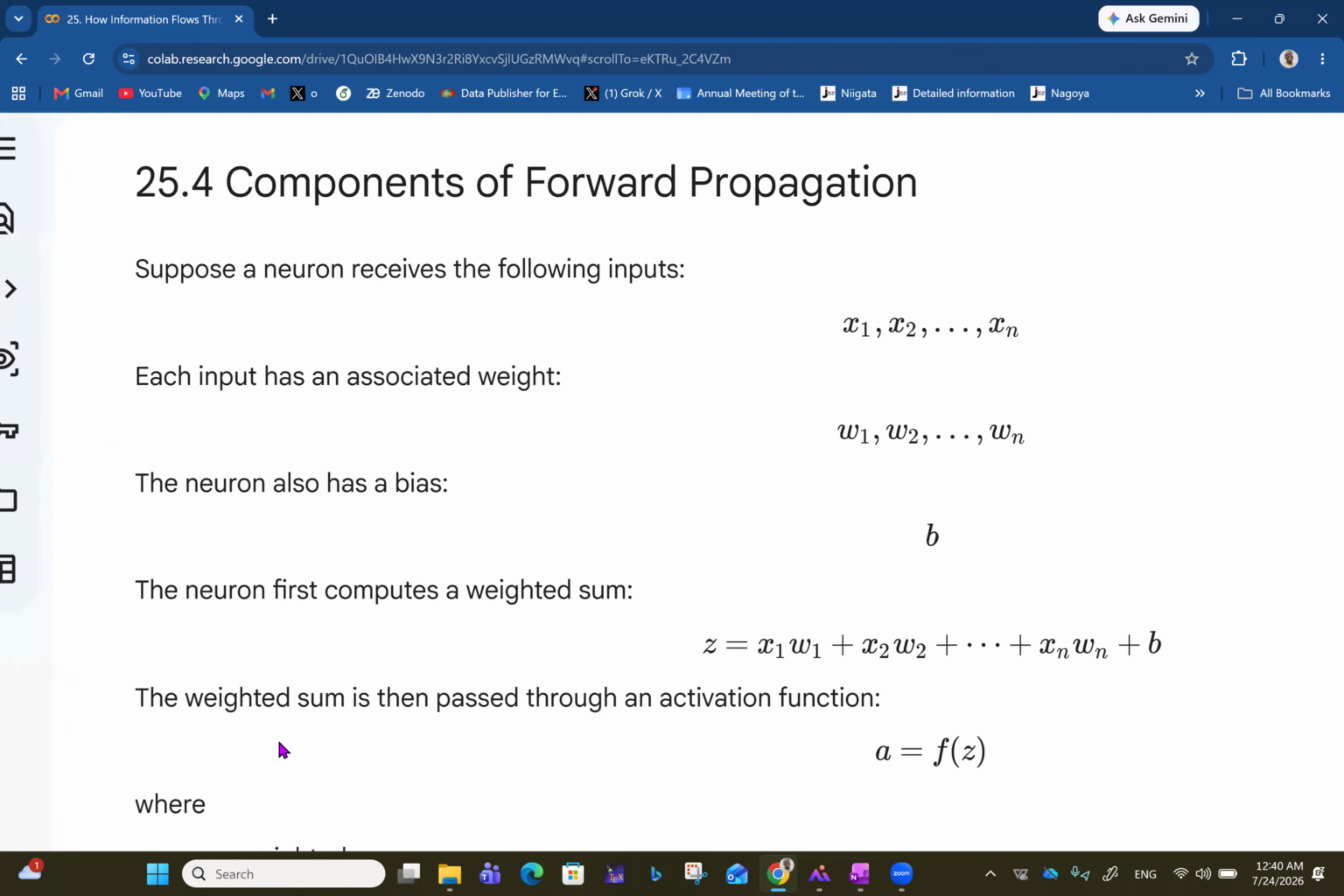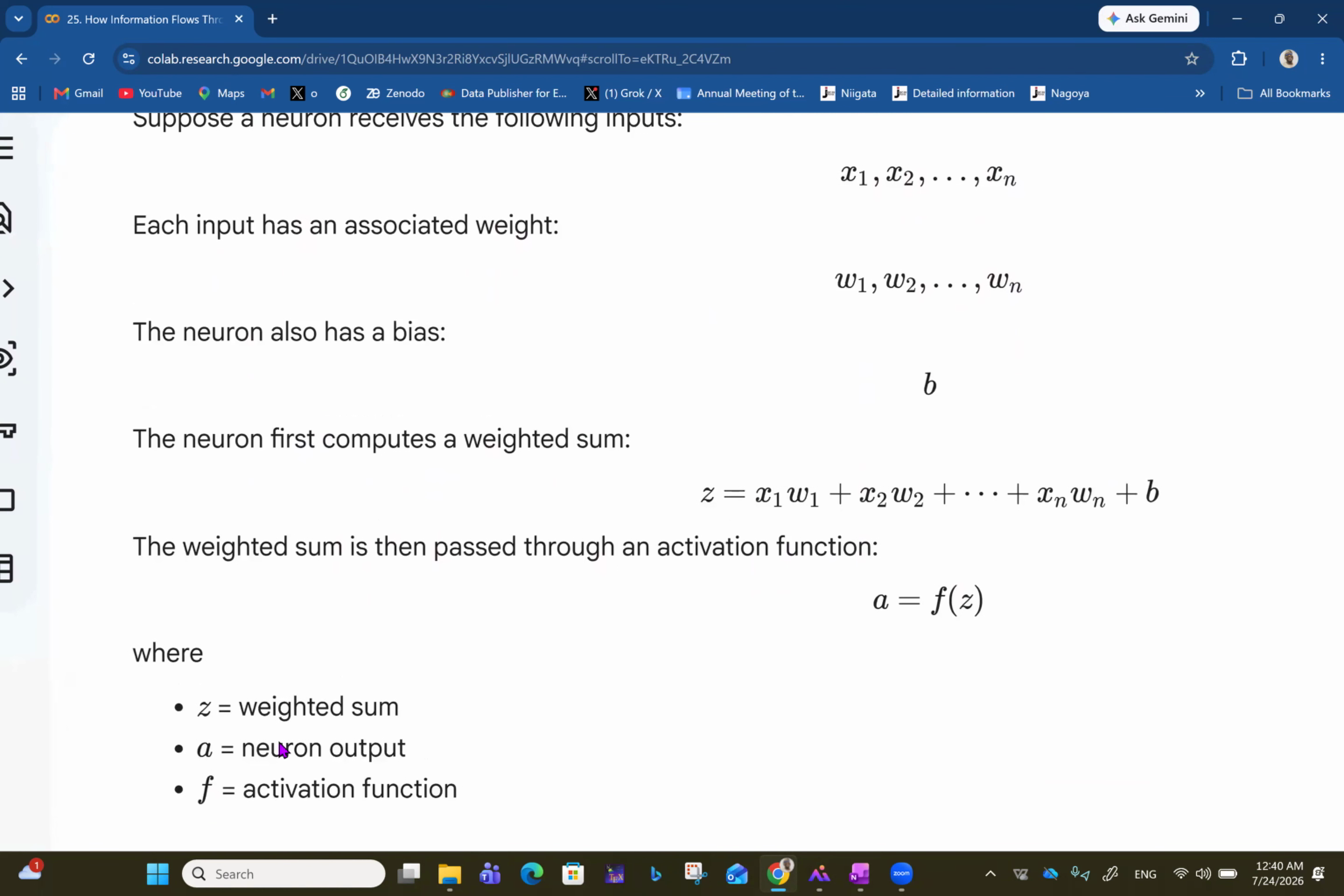The weighted sum is then passed through an activation function, a, which equals f(z). This f can be linear or non-linear. Types of activation functions are things like ReLU, the rectified linear unit, I believe, and then you have sigmoid, you have Tanh. We mentioned Tanh in passing before. And then you can also have the step activation function. So here z is the weighted sum, a is the neuron output, and f is the activation function, which can be any of the things I itemized already.